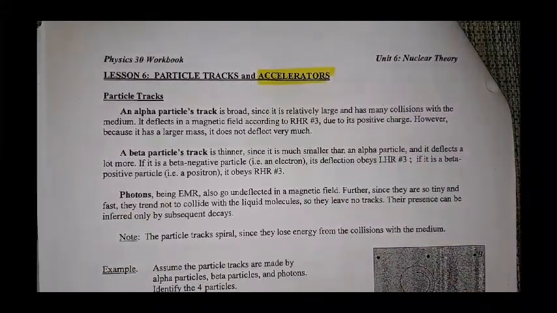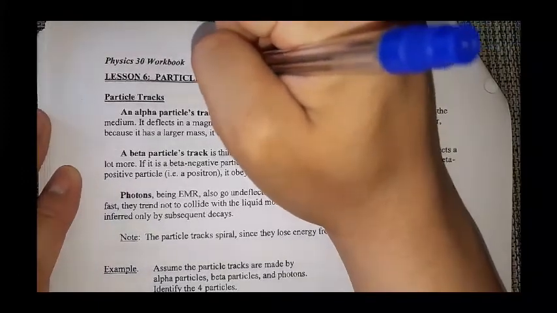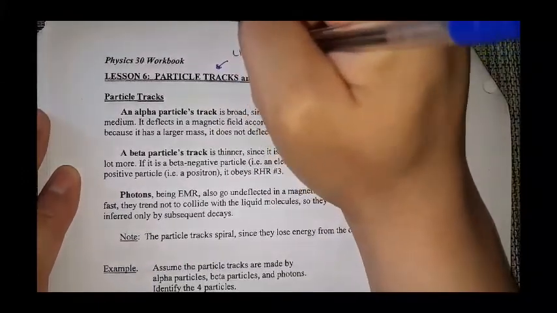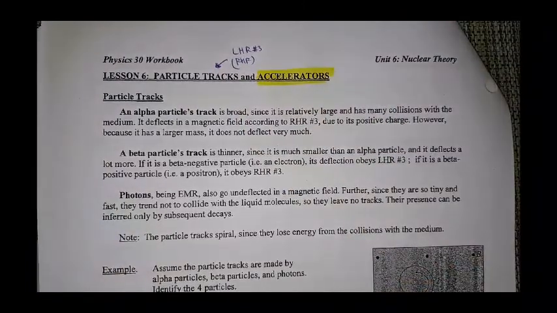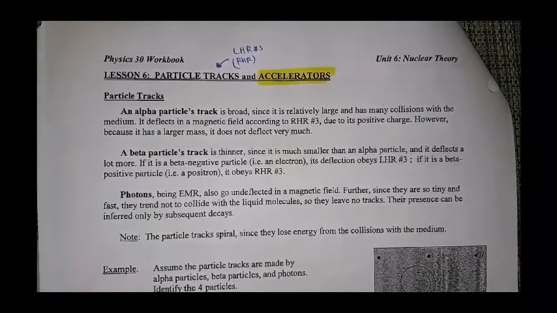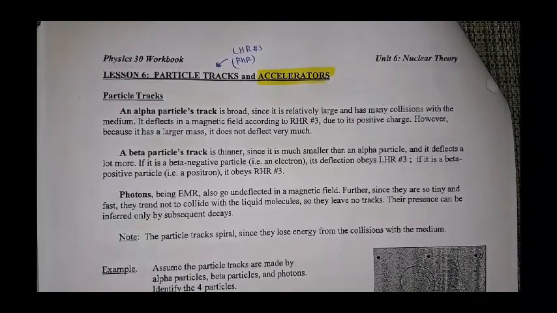Particle tracks, we basically need to revisit our left-hand rule number 3 or right-hand rule number 3. Because, long story short, alpha particle is positively charged. We have to use right hand. When it comes to beta negative, left hand, beta positive, right hand, gamma particle, no hand rule because it's EMR. So have that in your mind. First thing first, talking about left hand rule, right hand rule, what is particle tracks?